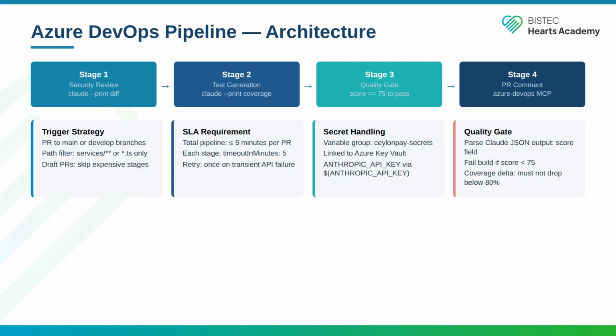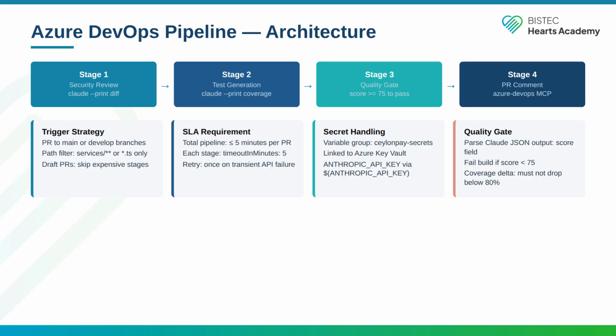Stage 1 is the security review. Claude reads the TypeScript diff for the PR and outputs a JSON object containing a score from 0 to 100 and a list of issues with severity, line reference, and fix suggestion. The quality gate logic enforces the 75% threshold. Stage 2 is test generation. Claude reads the Jest coverage report, identifies undertested functions, and writes missing test files. Jest then validates the generated tests.